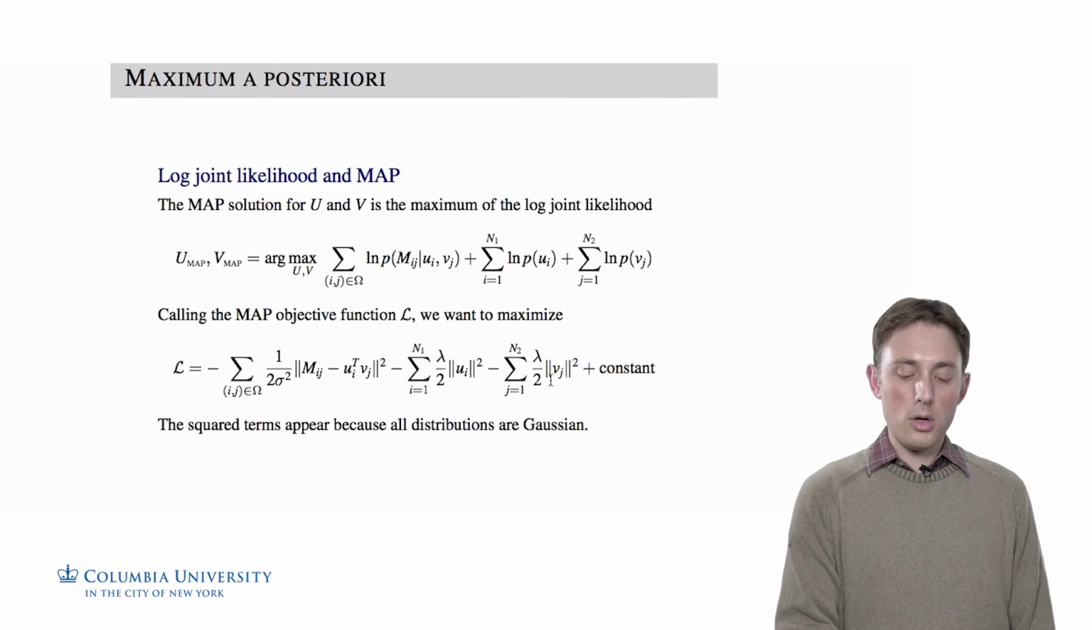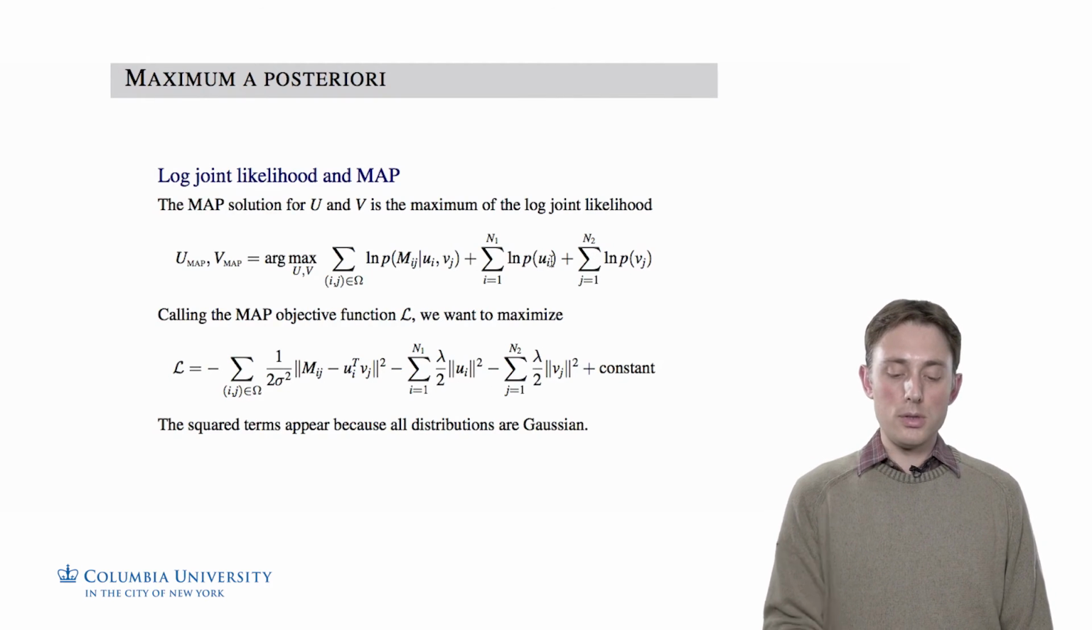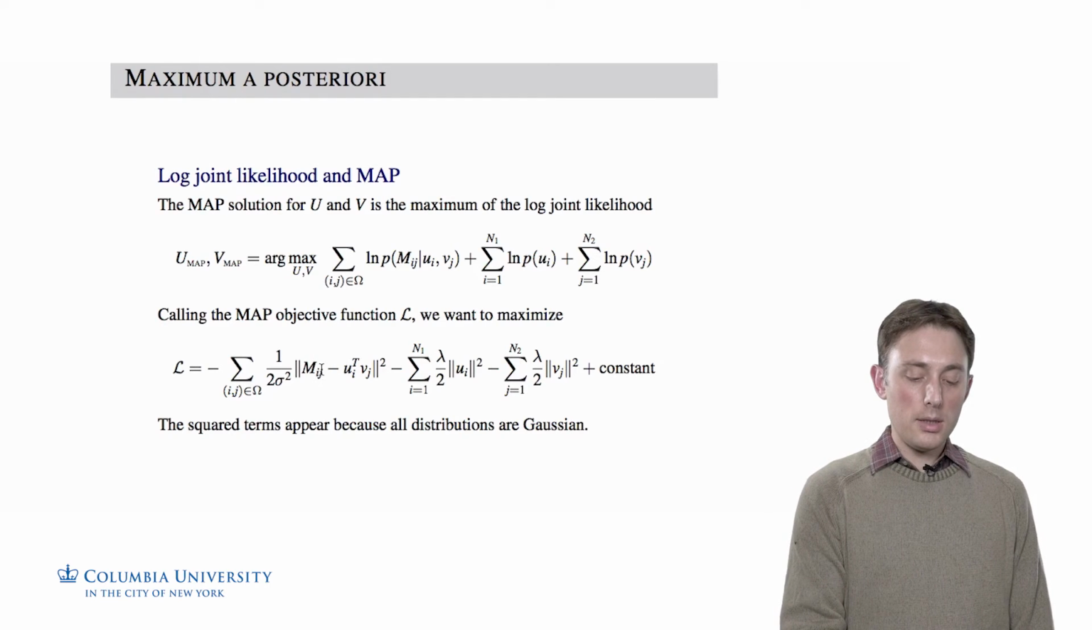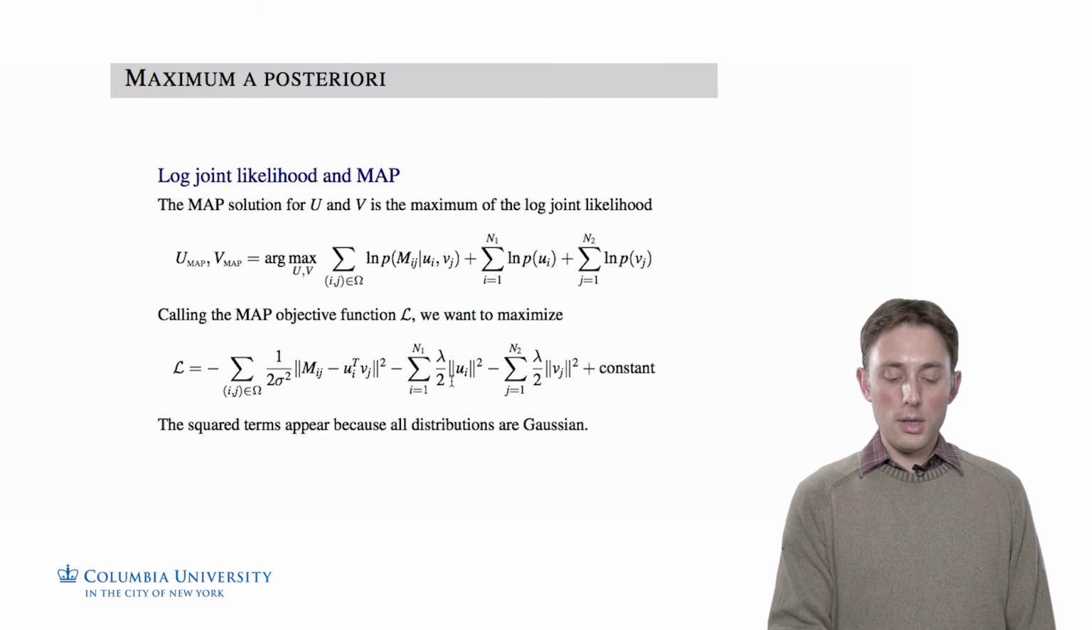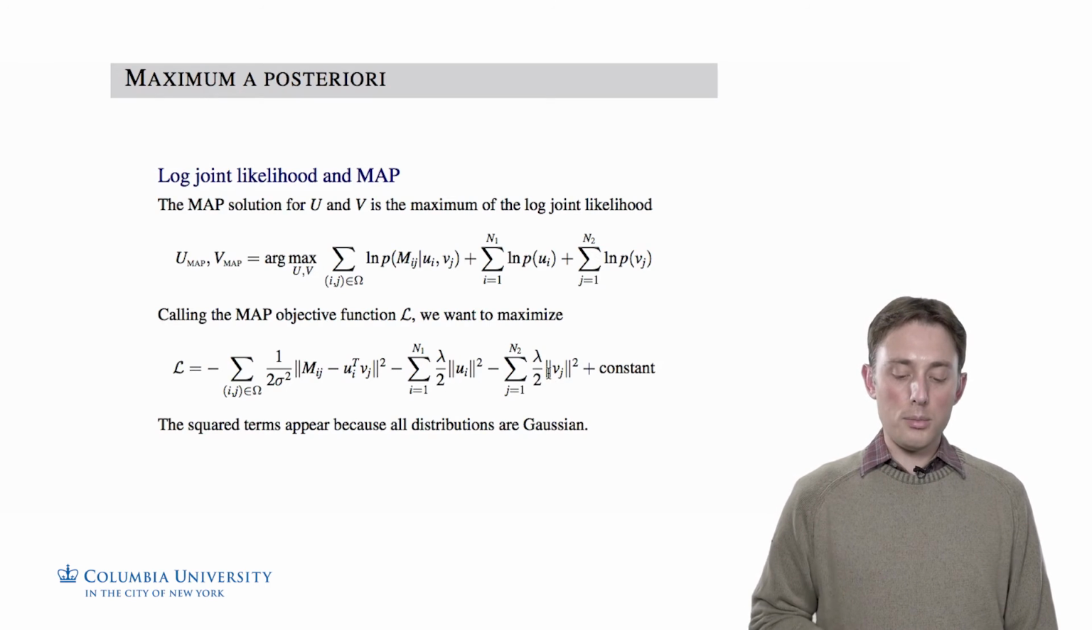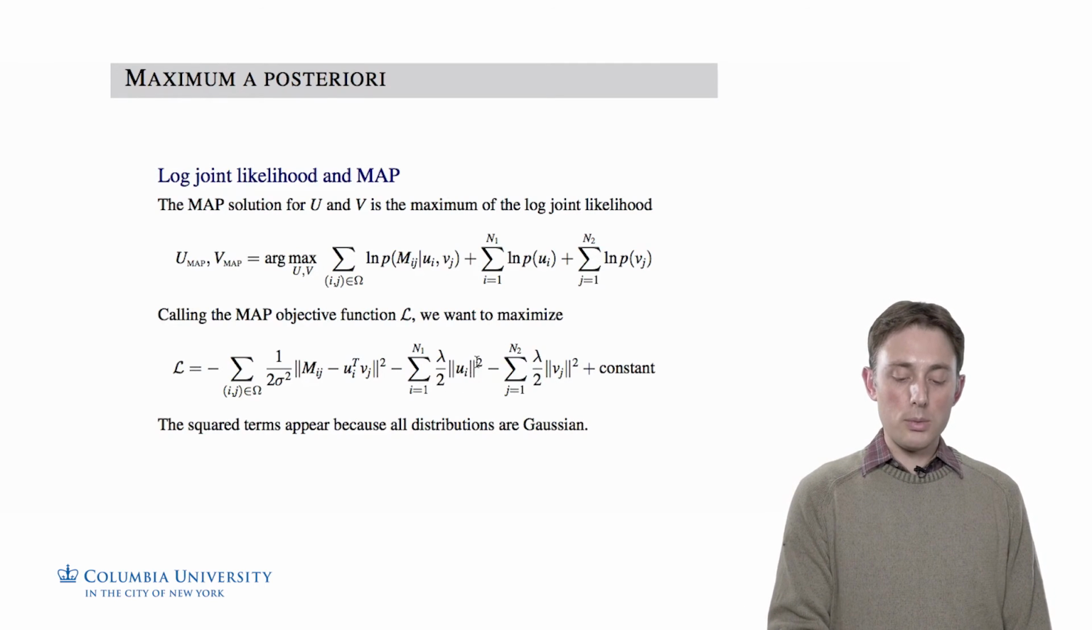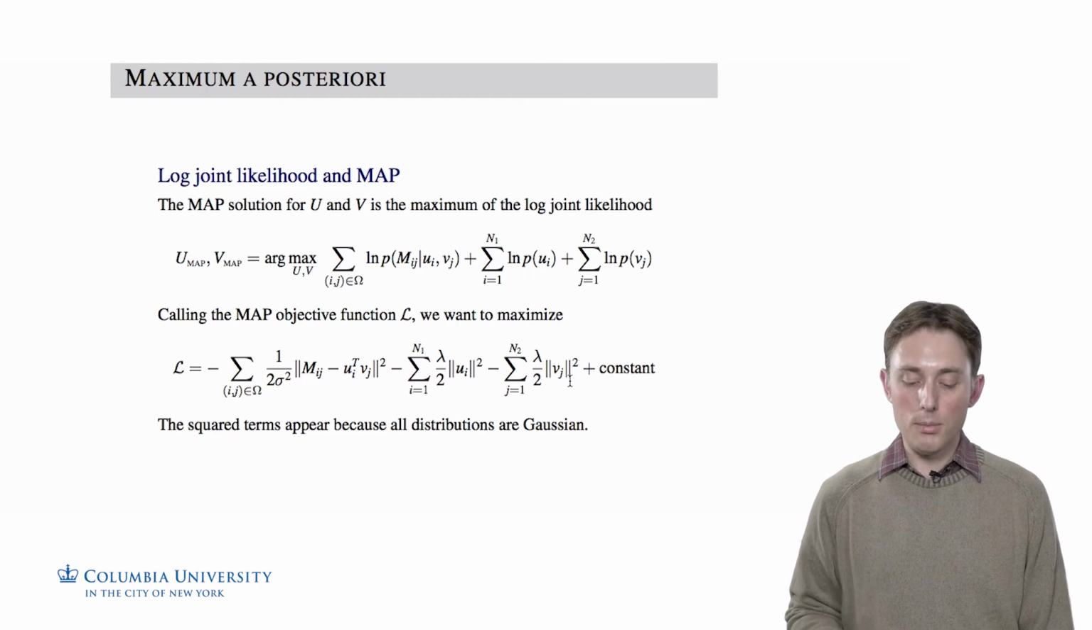And these squared terms all come because these are Gaussian distributions. Remember, this is a Gaussian distribution where we assume that this was generated from a Gaussian with this mean, and so that's how this form comes about. And these are all independent Gaussian priors with zero mean, and so that's where these terms come from. U_i has a zero mean prior, V_j has a zero mean prior.